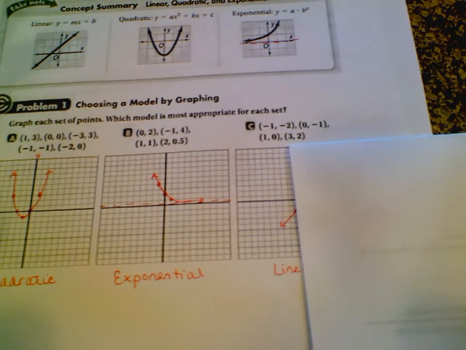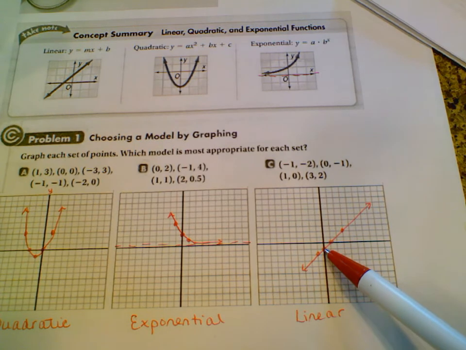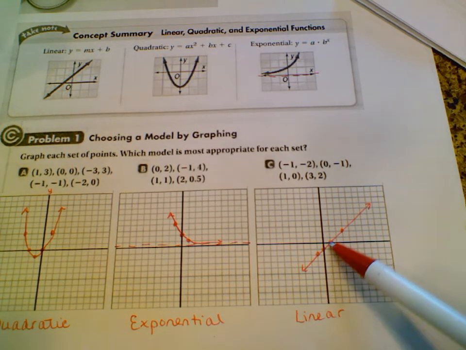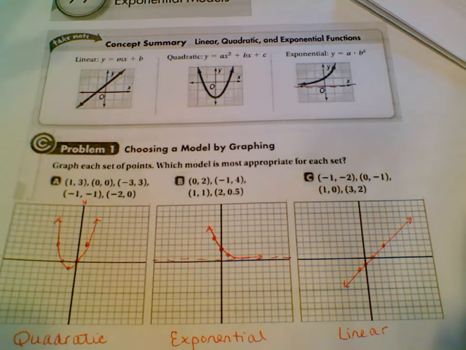And then the last one, negative 1, negative 2 would be there. 0, negative 1, 1, 0, and 3, 2. That forms a nice straight line, so that would be linear. See if you can do the got it question, so pause the video.